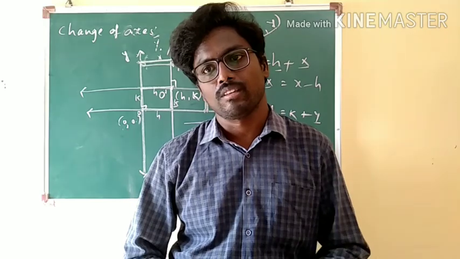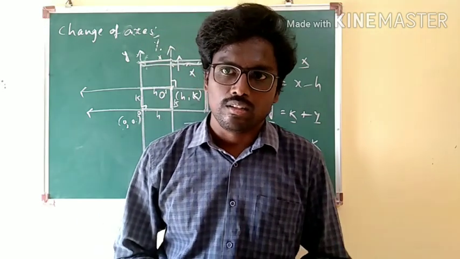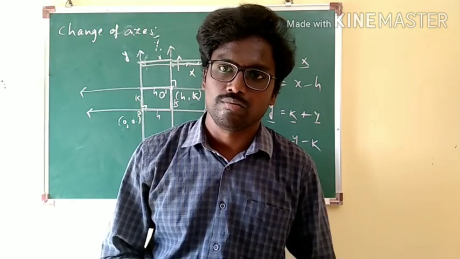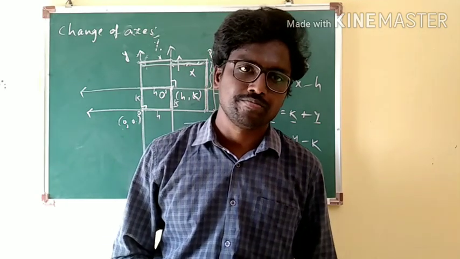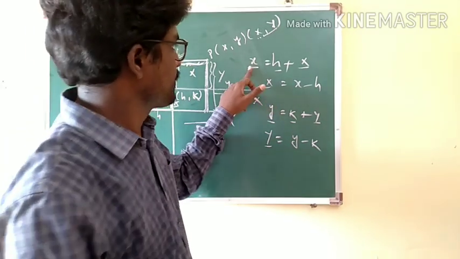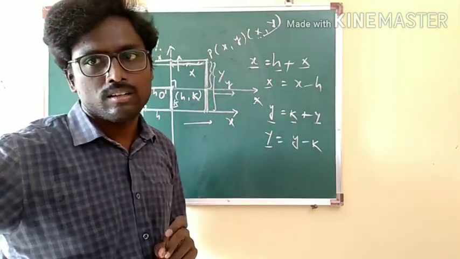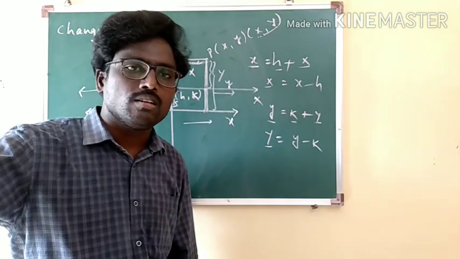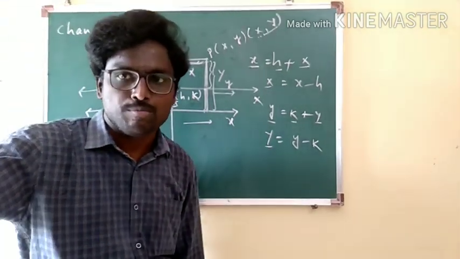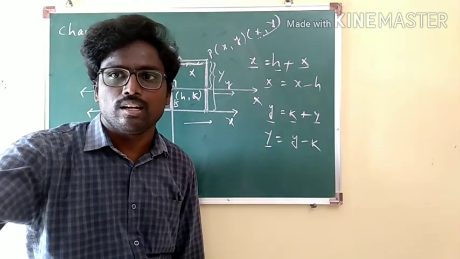Point 2. When the origin is translated to small h comma k, then the equations of transformation are, write this: small x is equal to h plus capital X, small y is equal to k plus capital Y, where small x comma small y are the original coordinates, and capital X comma capital Y are the new coordinates of the point.